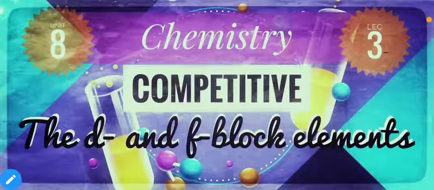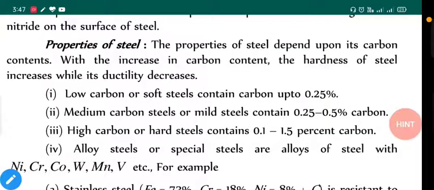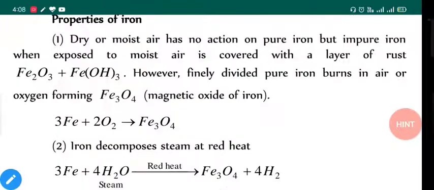Now let's proceed further. Previously we discussed the properties of steel, and in this unit we are going to discuss the properties of iron. One point to note here is that dry or moist air has no action on pure iron, but when we have impurities in it, it will get rusted. So purified iron is protected against rusting. However, finely divided pure iron burns in air or with oxygen to form Fe3O4, the magnetic oxide of iron.